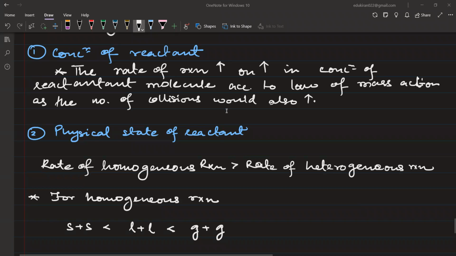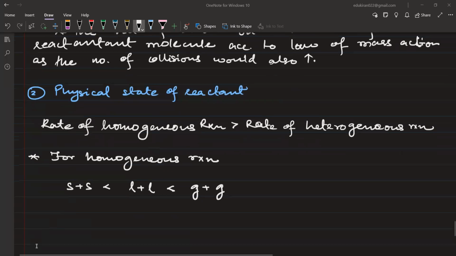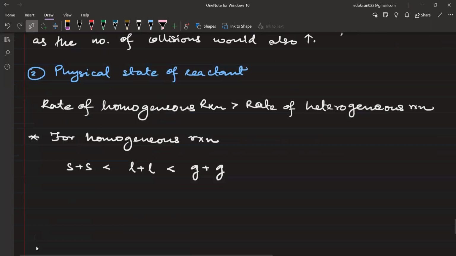Topic is factors affecting rate of reaction. Right, third point.